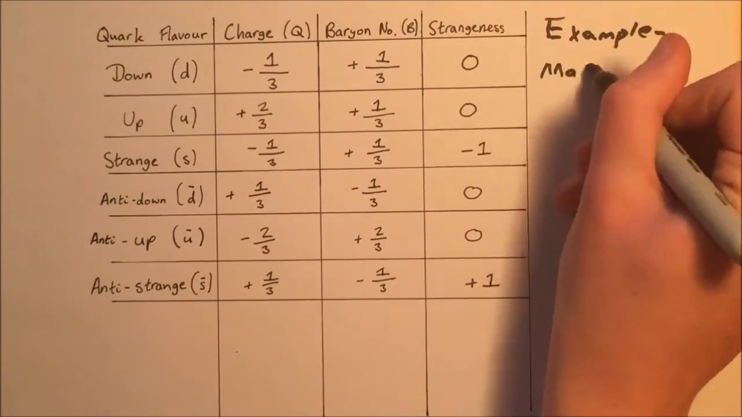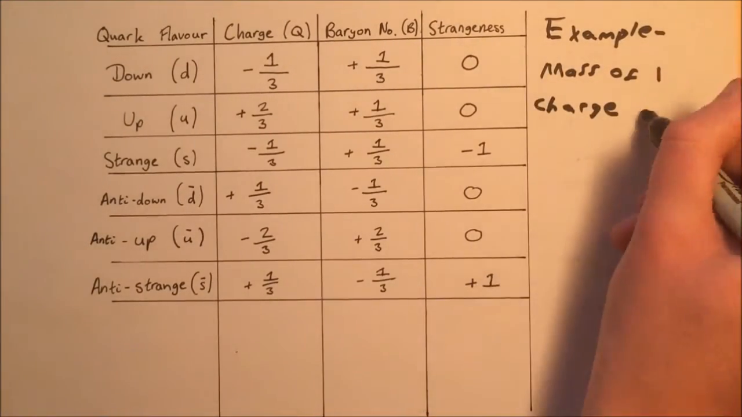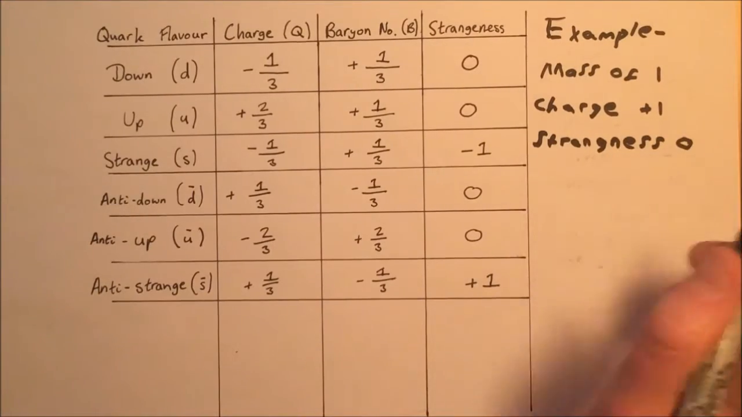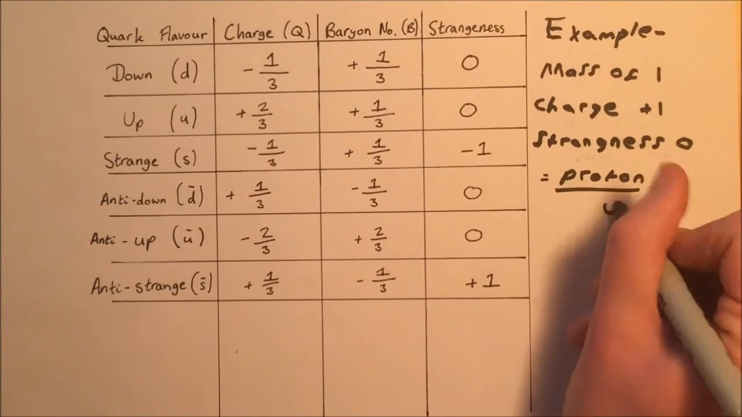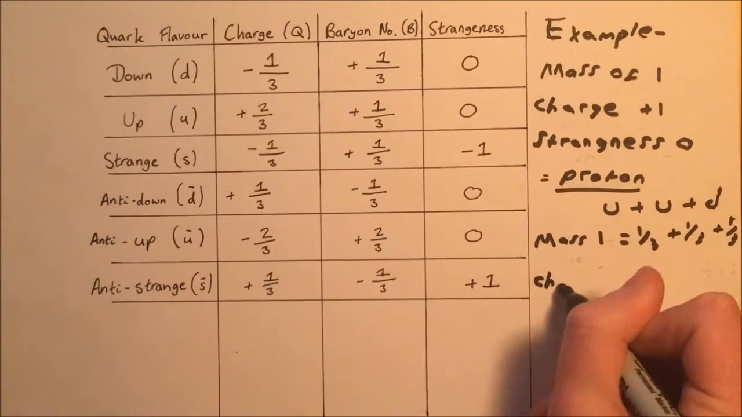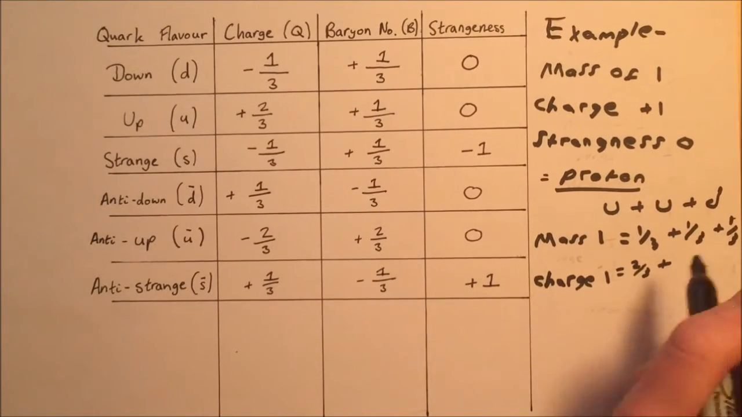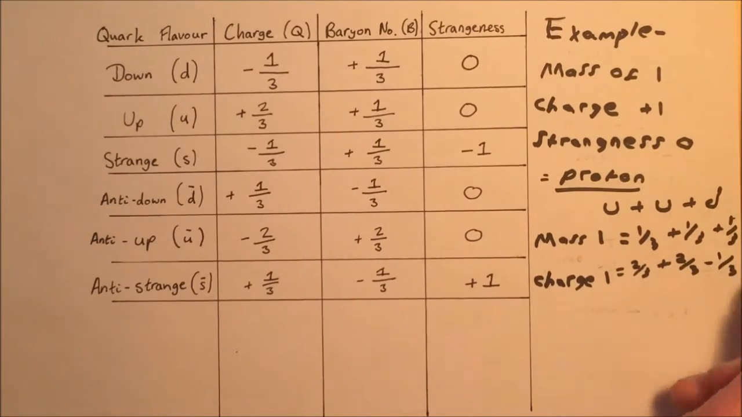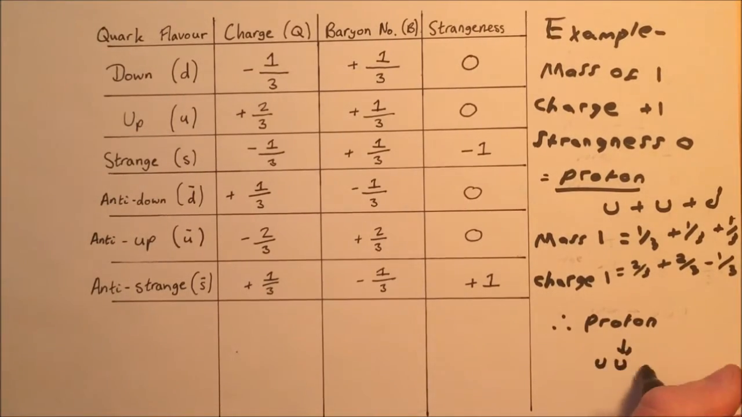As mentioned earlier, some subatomic particles are made of quarks, and just to make things even more confusing, there are 6 types, or flavours, that you need to know at AS level: down, up, strange, anti-down, anti-up, and anti-strange. The table on screen shows the properties of these quarks: charge, baryon number, and strangeness.